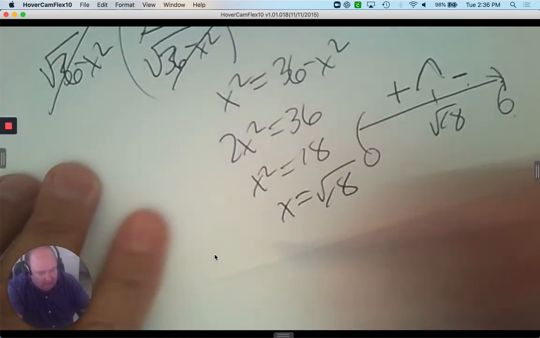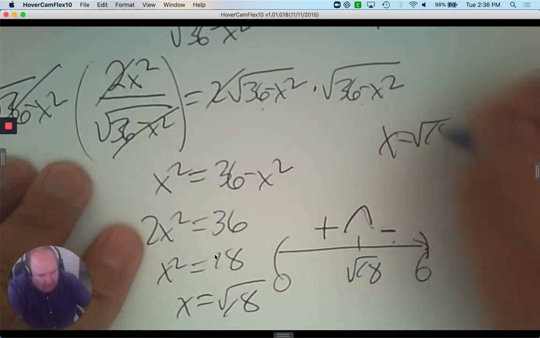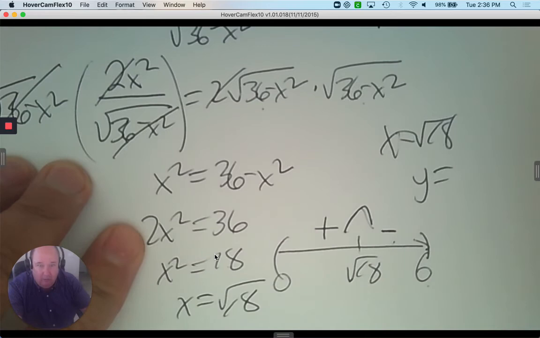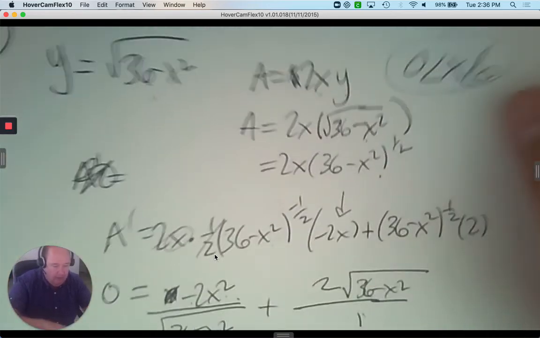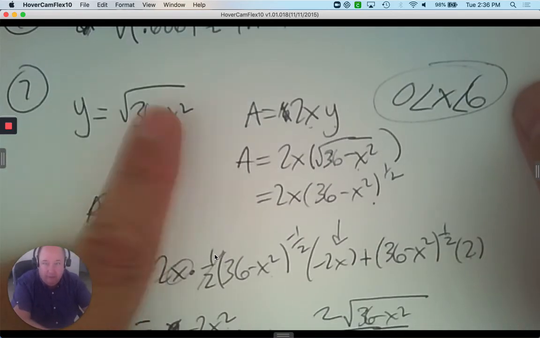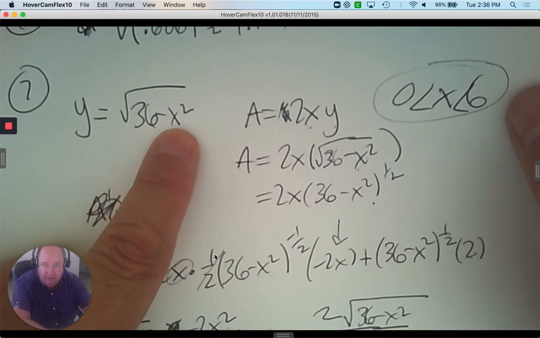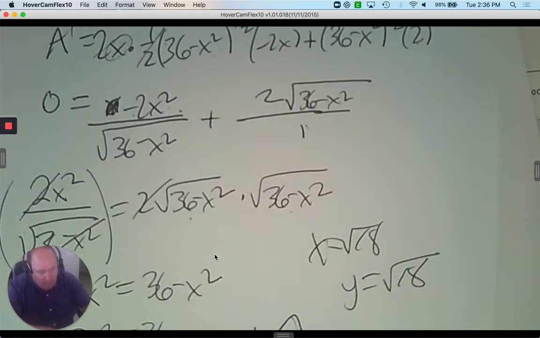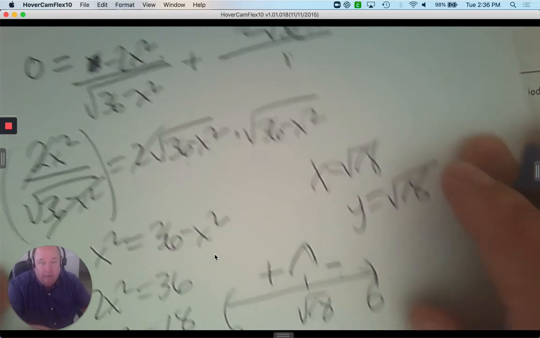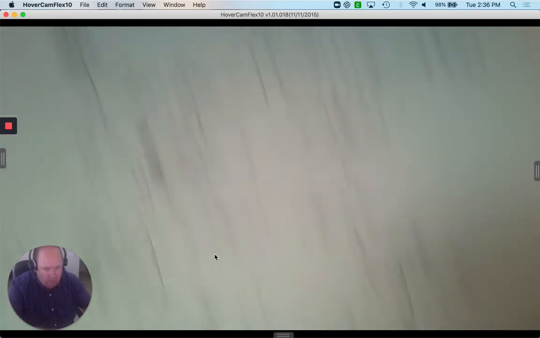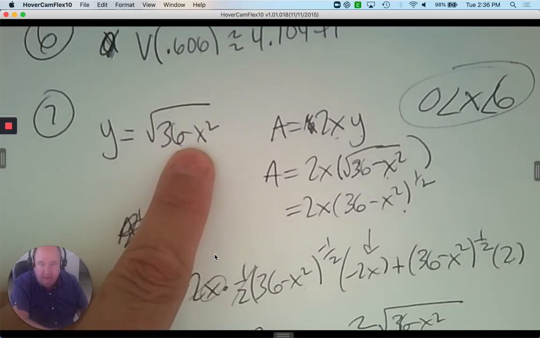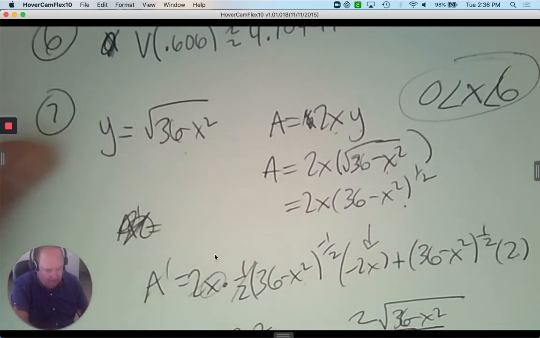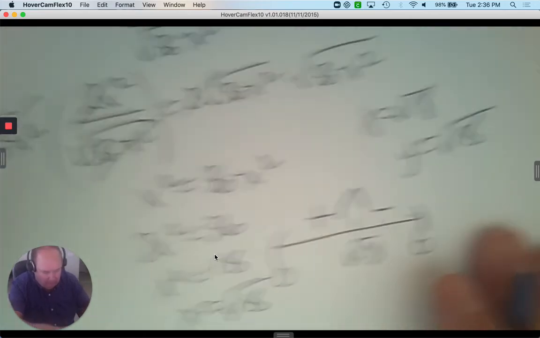So I'm going to write down x equals root 18. What would y equal? Remember what y equals up here? Root 18. So root 18 squared is 18. And then 36 take away 18 leaves me with 18. So both would be root 18. So again, I plugged in root 18. Root 18 and square, they undo each other. So it's just 36 take away 18. So it's the square root of 18 for both.